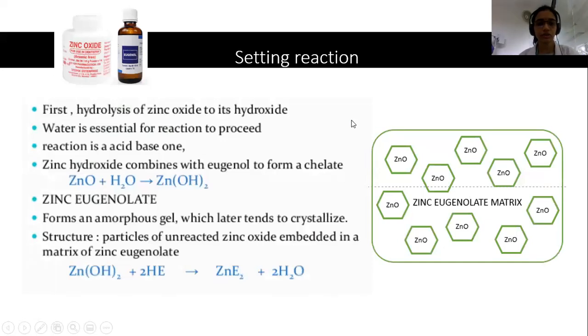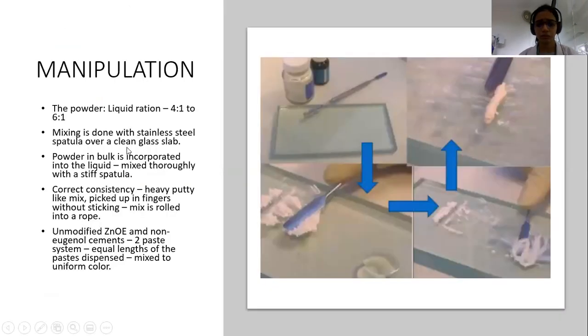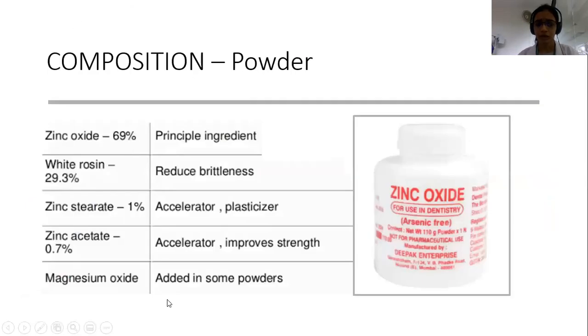the setting reaction of zinc oxide eugenol takes place in two steps. First is the hydrolysis of zinc oxide to zinc hydroxide, and the second is zinc hydroxide reacts with the eugenol to form zinc eugenolate and water. So where does this water come from? The water is essential for the reaction to proceed.